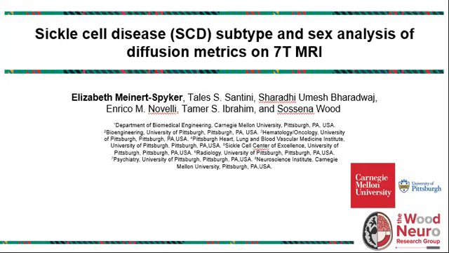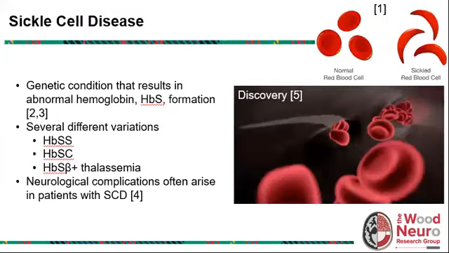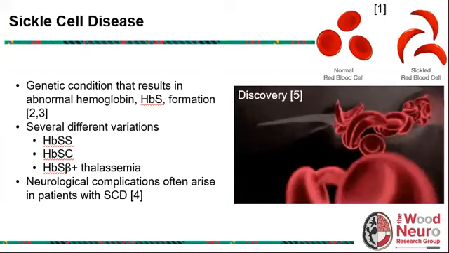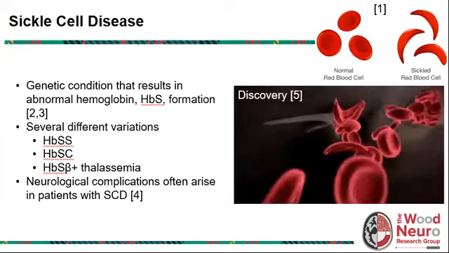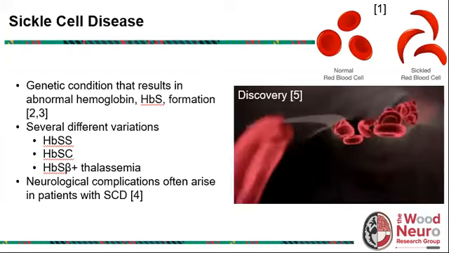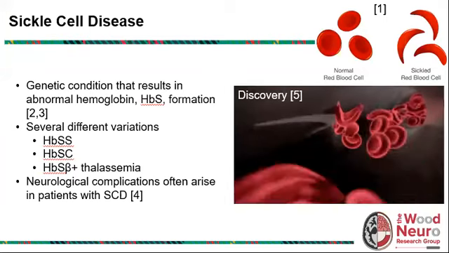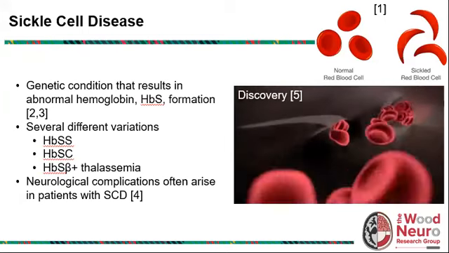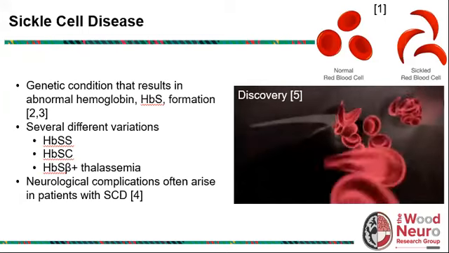The abstract focuses on understanding the effects of sickle cell disease, which predominantly affects people of African descent, often leads to neurological complications, and has been historically underfunded. Sickle cell disease is a genetic condition that results in the formation of an abnormal hemoglobin, HbS, leading to chronic hemolysis, anemia, abnormal perfusion, and decreased oxygen delivery to various tissues.